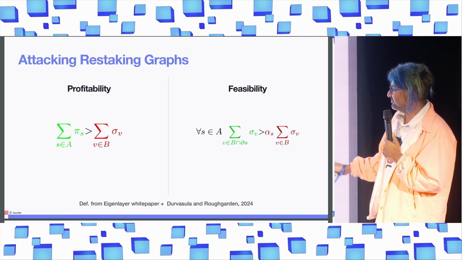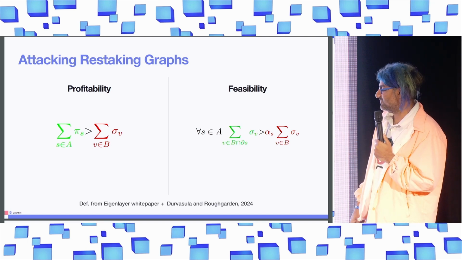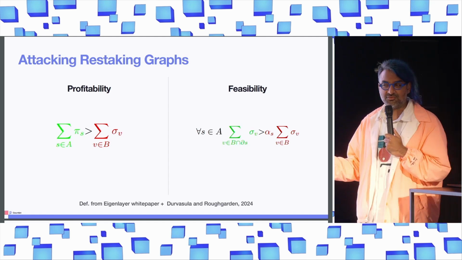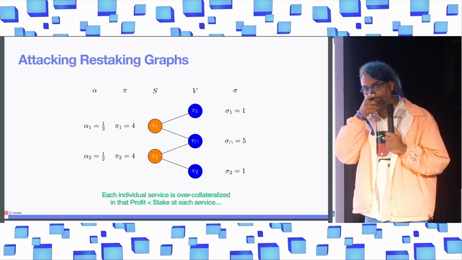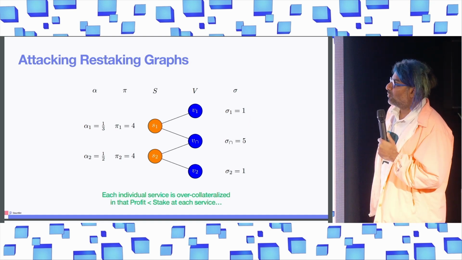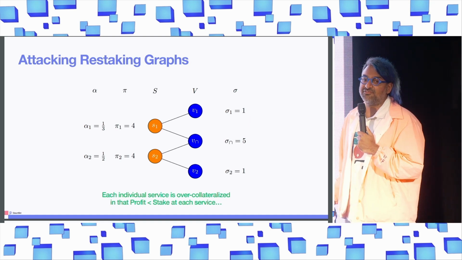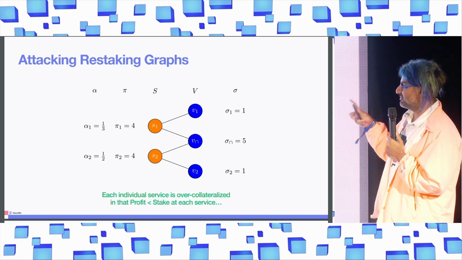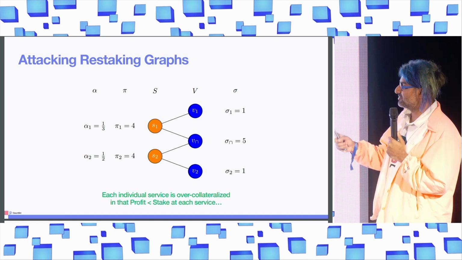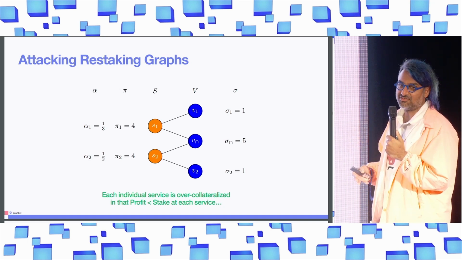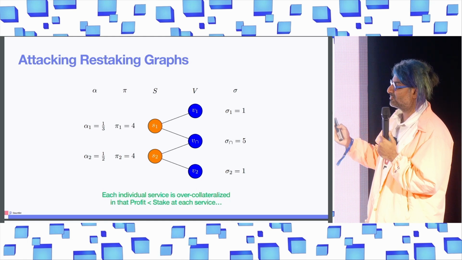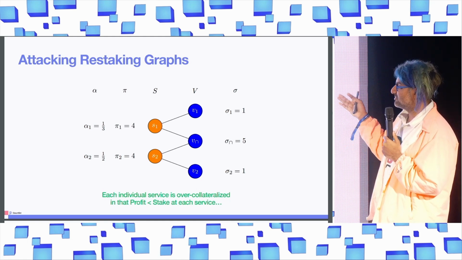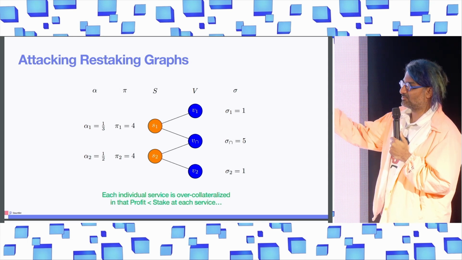These are the mathematical definitions of it, and they come from these two papers. The second paper is what we'll talk a little bit about. Okay, so one important thing about these restaking graphs that is very different from the security model for proof of stake is that for this graph here, each individual service, so you can think of these services as two PoS networks, imagine one is Solana and one is Ethereum. Individually, they are secure. There's more stake, 6, than the max profit, 4.